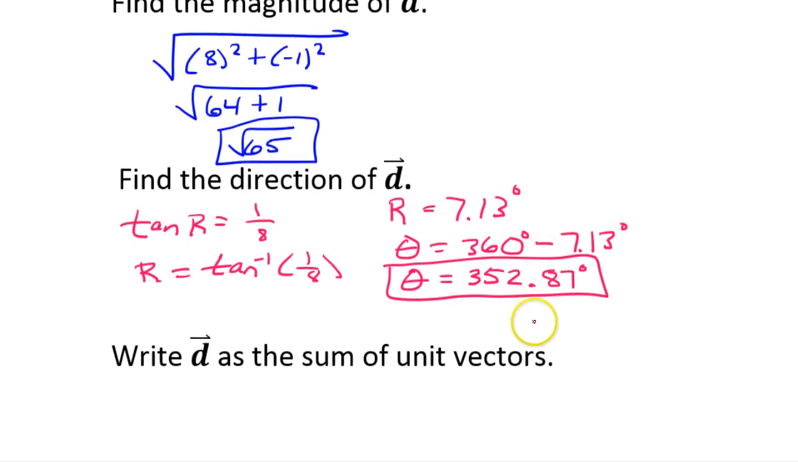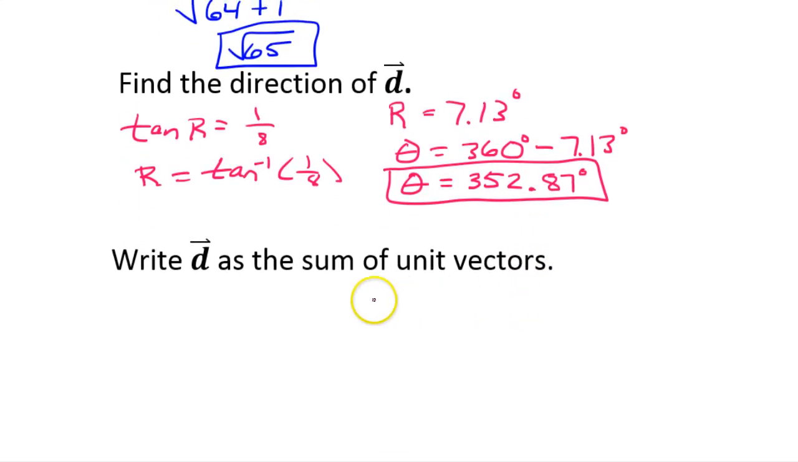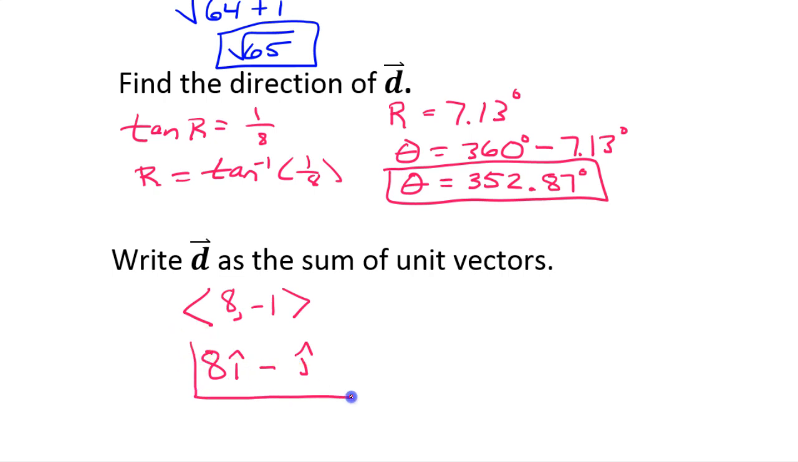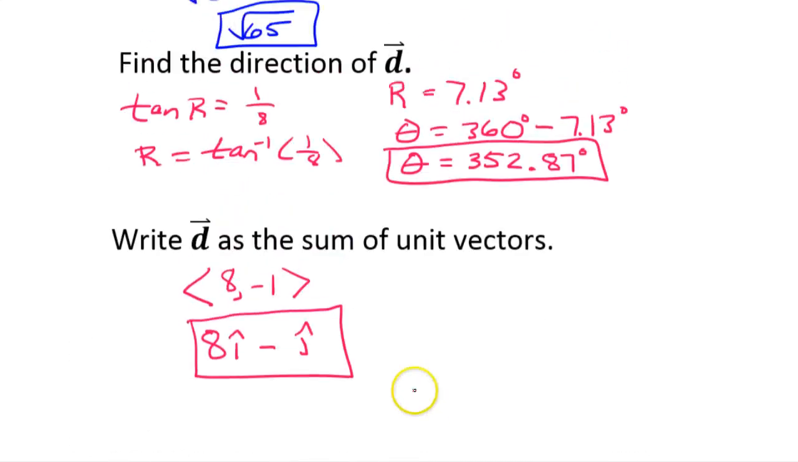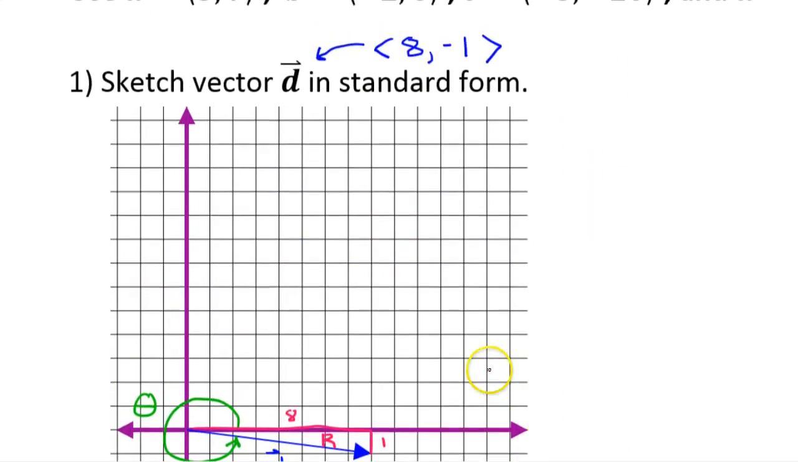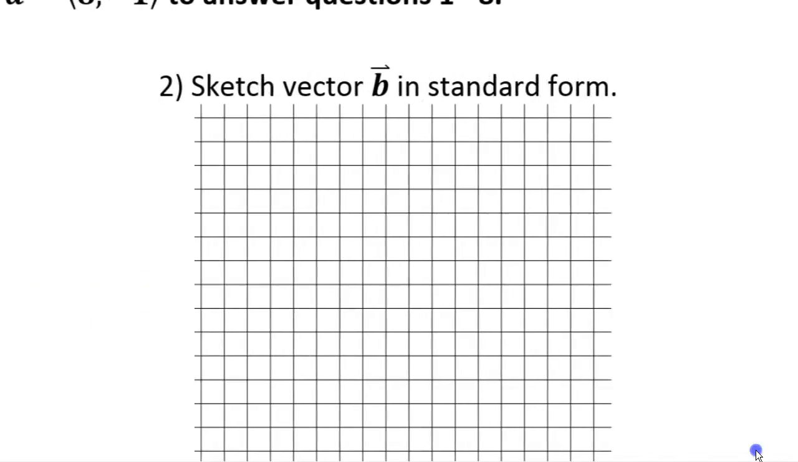Alright, so now we need to write D as a sum of unit vectors. So remember that vector D in component form was 8, -1. So as a sum of unit vectors, that would be 8i minus 1j. And of course I won't put the 1, I'll just say 8i minus j. So that's how you write it as the sum of unit vectors. That's a very simple concept. Alright, so that's it for problem number 1. Let's slide over and do problem number 2.